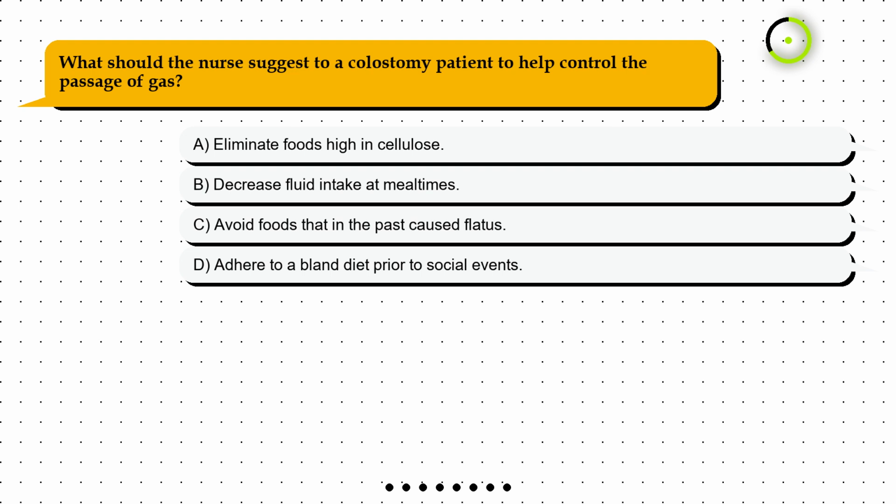Option A. Eliminate foods high in cellulose. Option B. Decrease fluid intake at mealtimes. Option C. Avoid foods that in the past caused flatus. Option D. Adhere to a bland diet prior to social events.